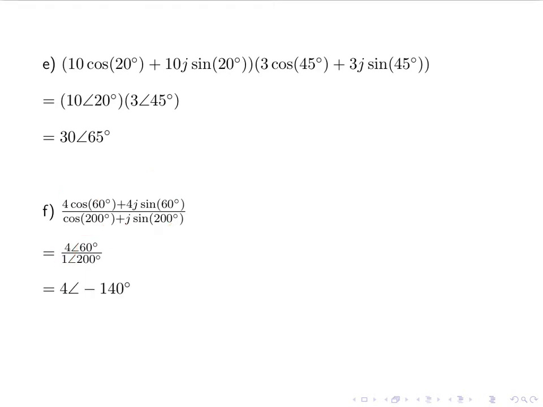So 4 divided by 1 is 4. 60 minus 200 is negative 140. And again, we can't keep a negative angle, so I'm going to add 360 degrees to it. And that's going to give me 220 degrees, and still with an r of 4.